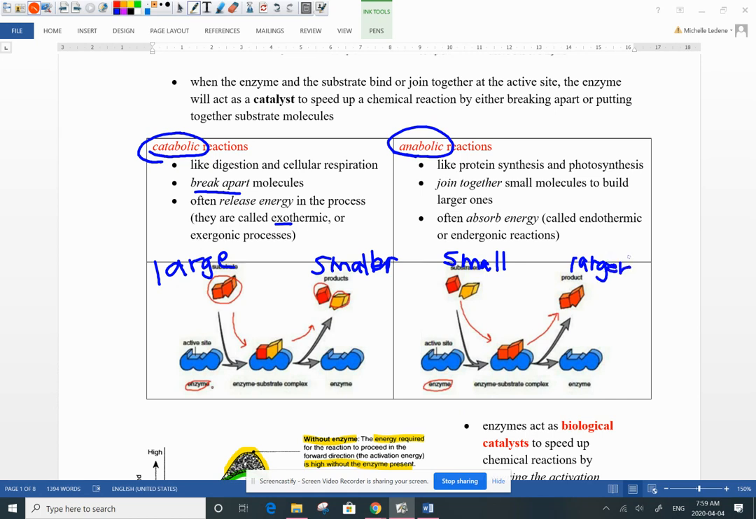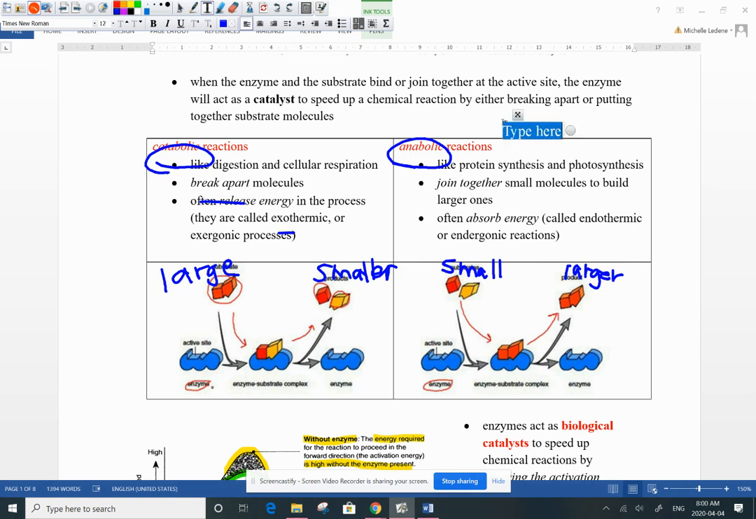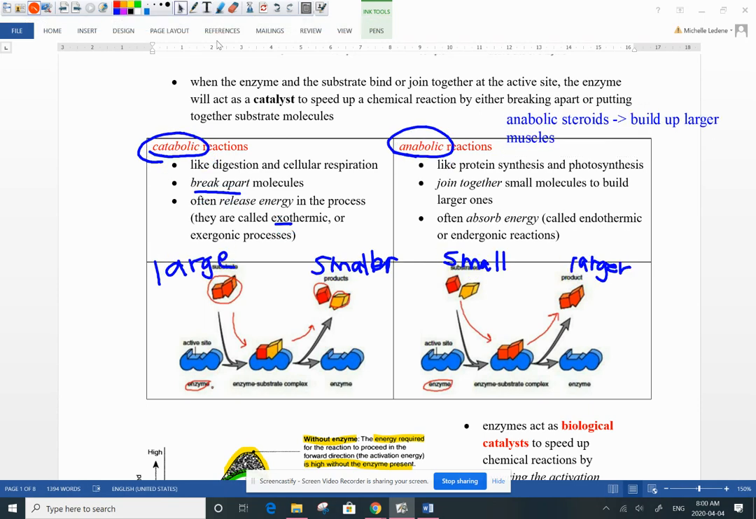Now, the way I remember this is anabolic steroids. Oops. Sorry about that, my alarm going off. I remember anabolic steroids, and bodybuilders would use these to build up larger muscles. They're totally illegal, right? They're not something that bodybuilders or anyone is supposed to take. They're performance enhancing drugs. But how I remember it, anabolic is building up. And so you have to absorb energy to make larger molecules.